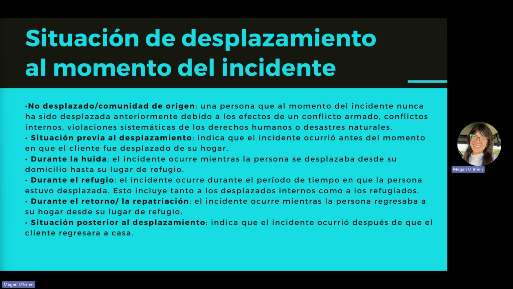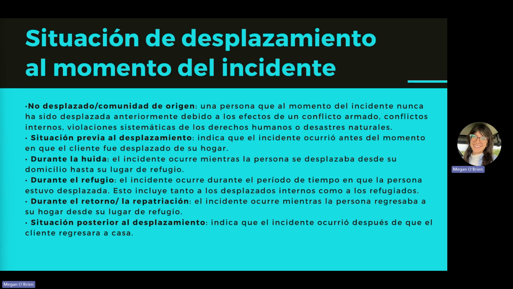Next, you have the stage of displacement at the time of incident. So we talked about the stage of displacement or the displacement status at the time of report, and that's different from this question here. So this is going to identify the stage of displacement that the survivor was experiencing when the act of violence occurred. The options for this are not displaced or that they're in their home community. This would be a person who, at the time of the incident, has never been previously displaced due to the effects of armed conflict, internal strife, systematic violations of human rights, or natural or man-made disasters.